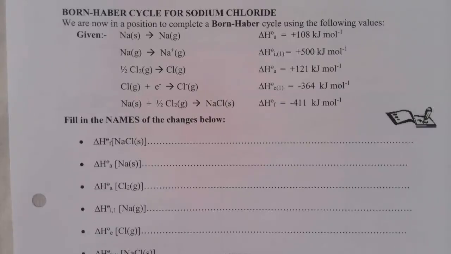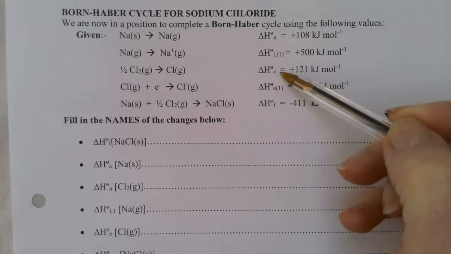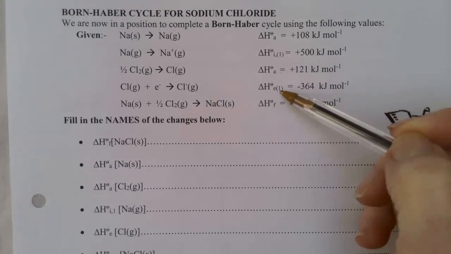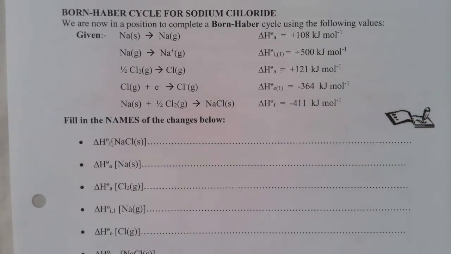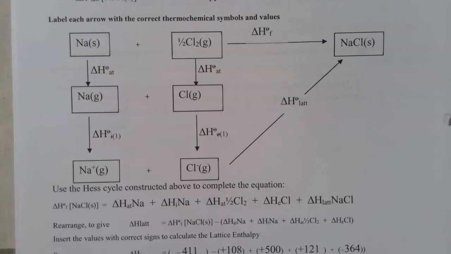Now we're in a position to calculate our lattice enthalpy given the other enthalpy changes. So we have atomization, first ionization energy, another atomization, this time of chlorine, the electron affinity of chlorine, and the enthalpy of formation of sodium chloride. So now I have the names of all my enthalpy changes from formation through atomization, ionization and electron affinity, and obviously lattice enthalpy, which is what we're trying to calculate. I can then put the symbols or the numbers onto the lines to work out the delta H lattice.